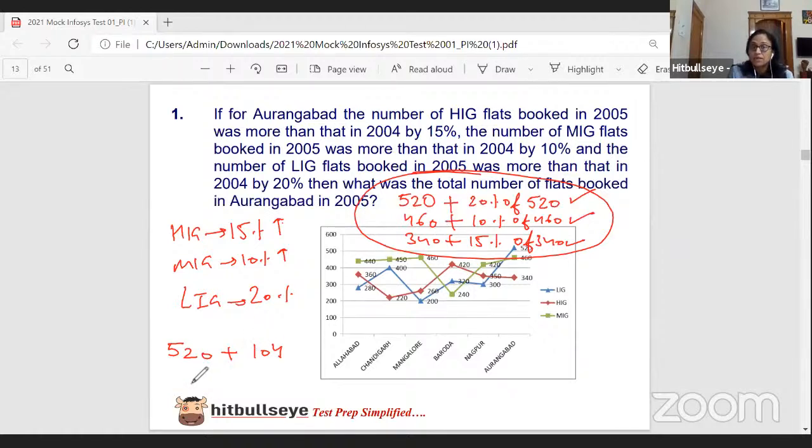Similarly, for the next one, 460 is getting added with 10% of 460. It will be 46 that is getting added. Then the next calculation, 340 is getting added with 15% of this number. Now, what is 10% of this number? It is 34. I have to add another 5%. So 5% will be just half of this, which is 17. So you're adding a 34 also, you're adding a 17 also.